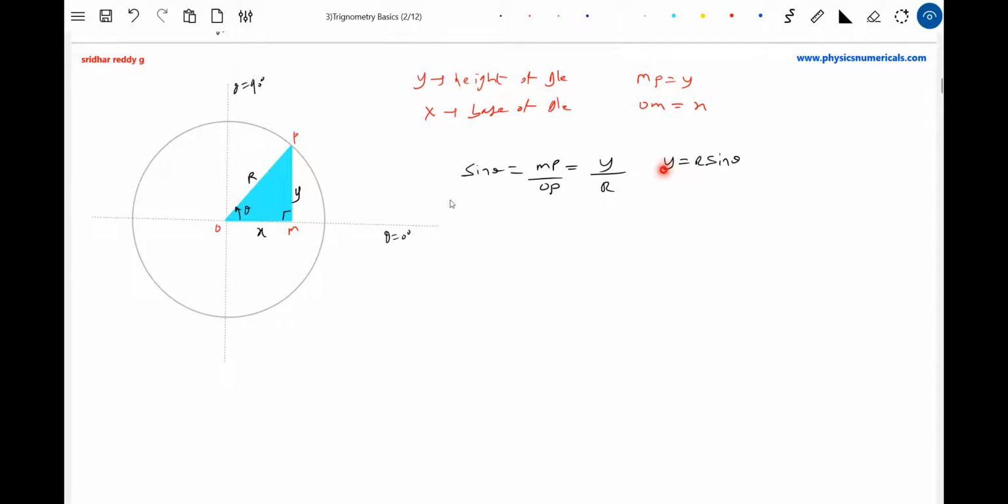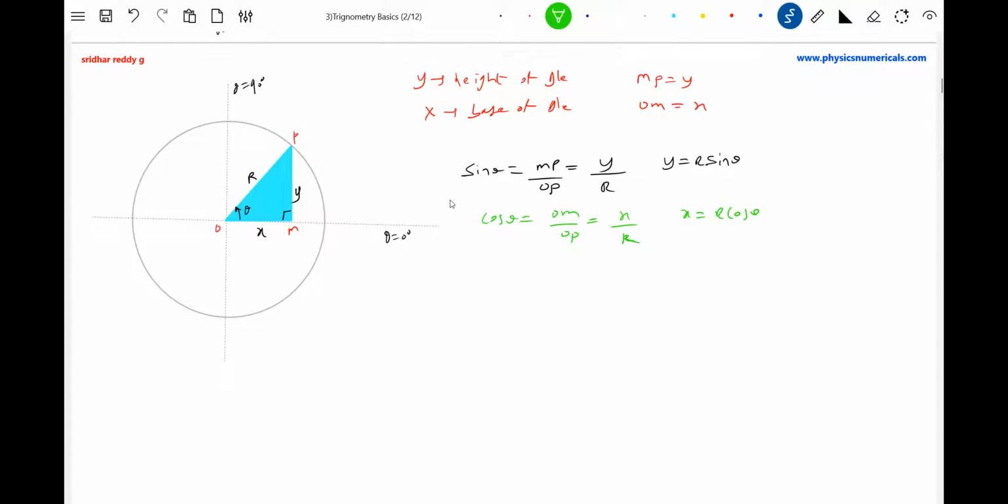Are you getting the basic essence of this? I want the base of the triangle. What is the value of x? Here I'll go for cos theta. Cos theta is what? OM by OP. This is the base. Then x equal to R cos theta.